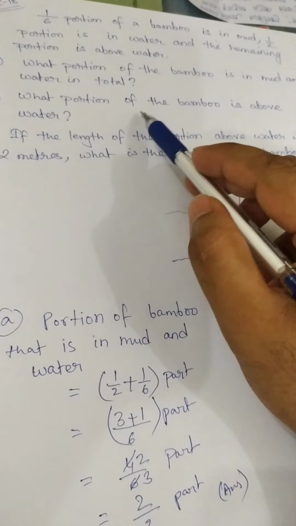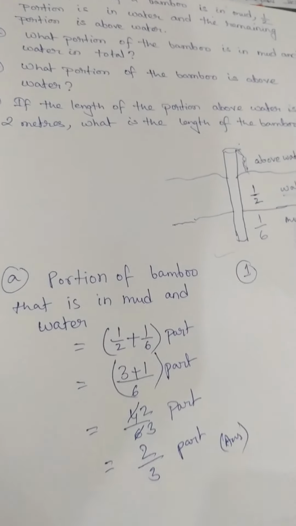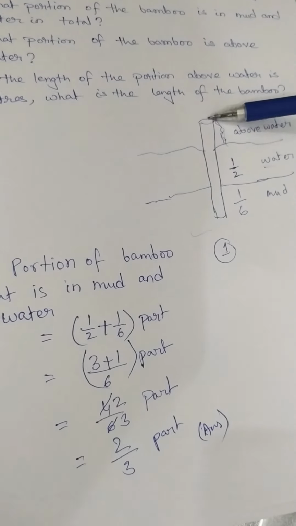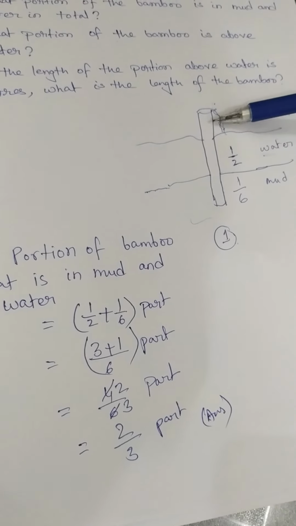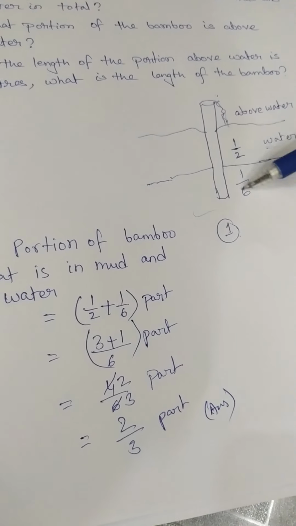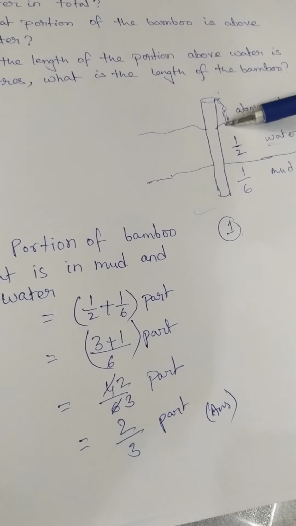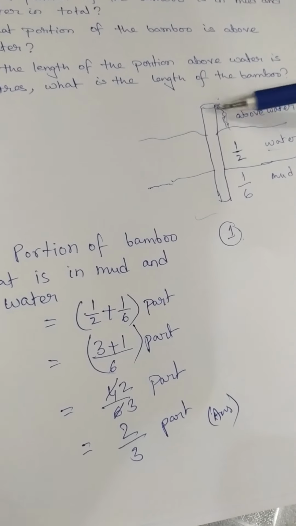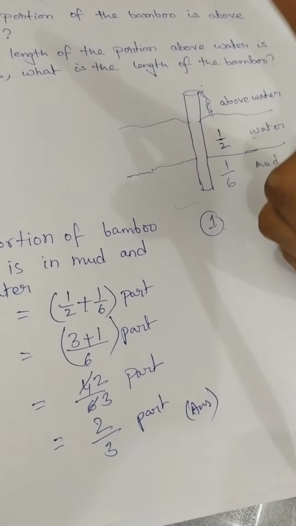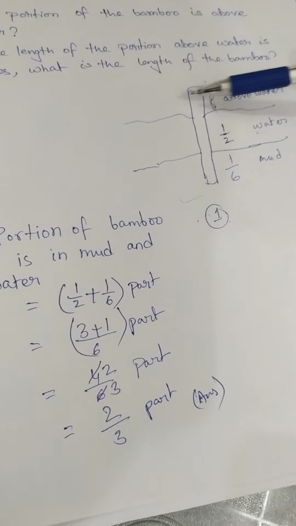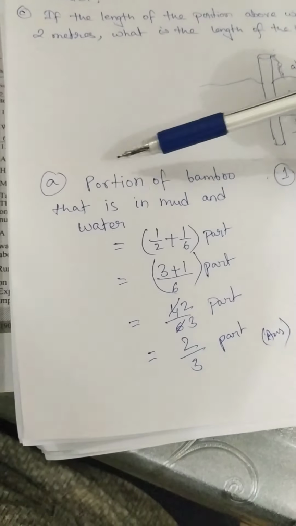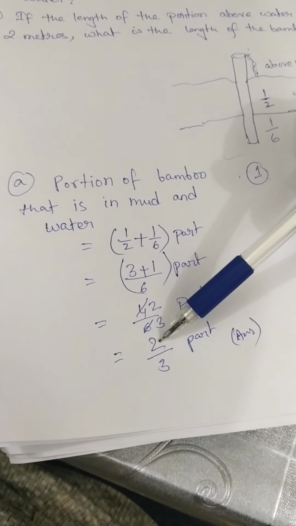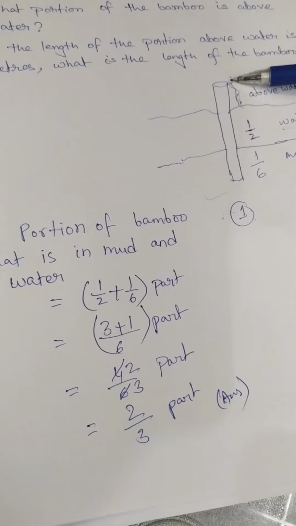Next question, what portion of the bamboo is above water? Very easy. The whole bamboo is one portion. If you subtract from 1 these two portions, you get the portion above water, because the whole bamboo is one portion, right? If you subtract from 1 these two together, which we already got in part A, that is 2 by 3, we can find the portion above water. Very easy. So let's find out.